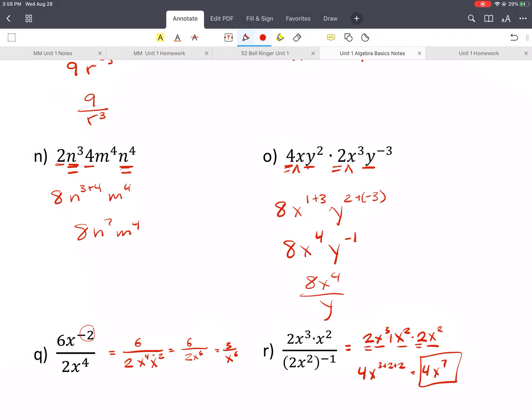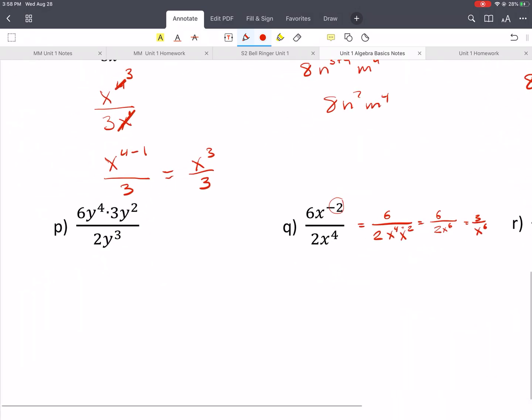Like if you did bring it down, here's an example. If we went 8 and then we did our x 1 plus 3, and then if we had this y squared and then we decided to bring the other y down and made that positive, then either way, with the quotient you would subtract and you'd still have a y to the negative 1. So there's lots of things. As long as you follow those rules, you'll end up having the same answer. Okay?